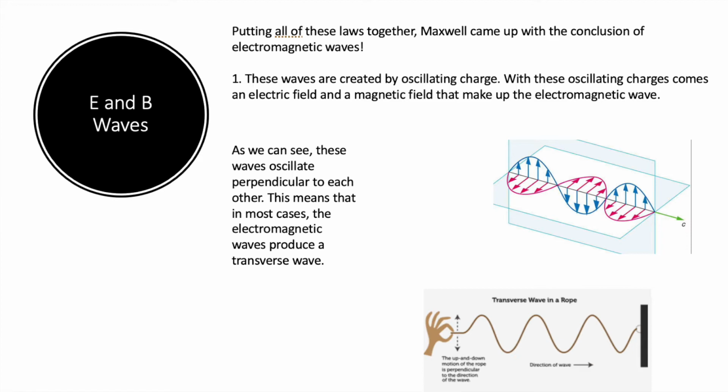So a transverse wave is a wave vibrating at right angles to the direction it is traveling. This is depicted in the waves in the rope in the picture below the pink and blue wave picture. So Maxwell realized that changing electric fields create changing magnetic fields, which then go back to change the electric fields, and this process causes a chain reaction that results in the propagation of a wave like the one pictured in pink and blue.